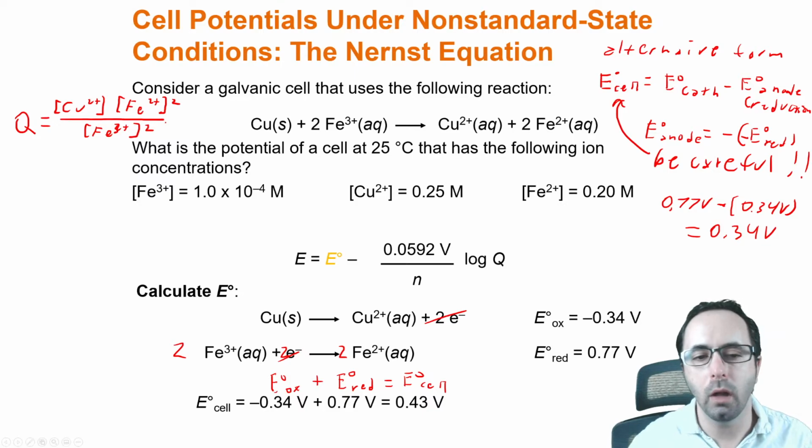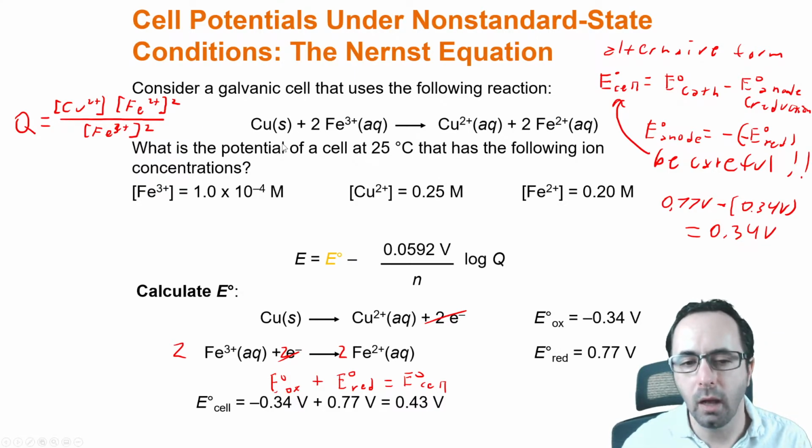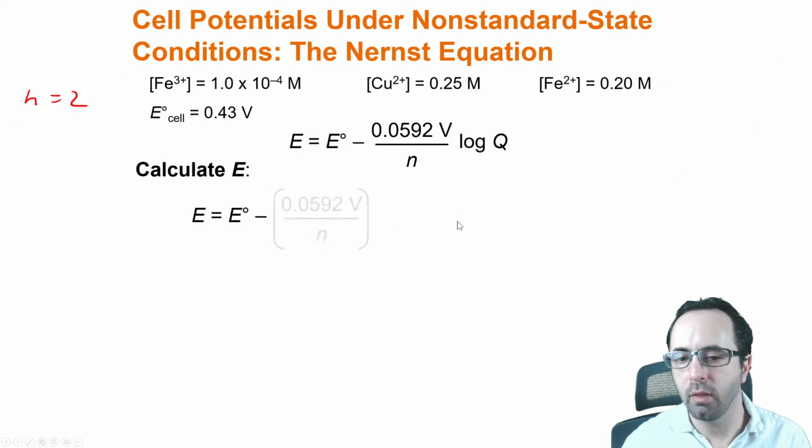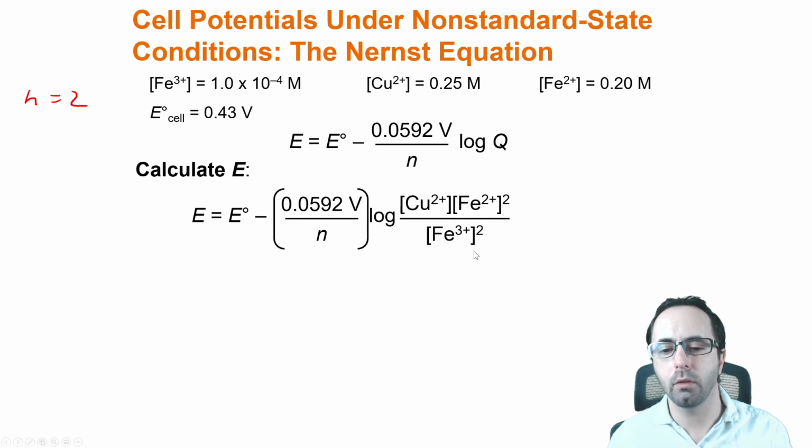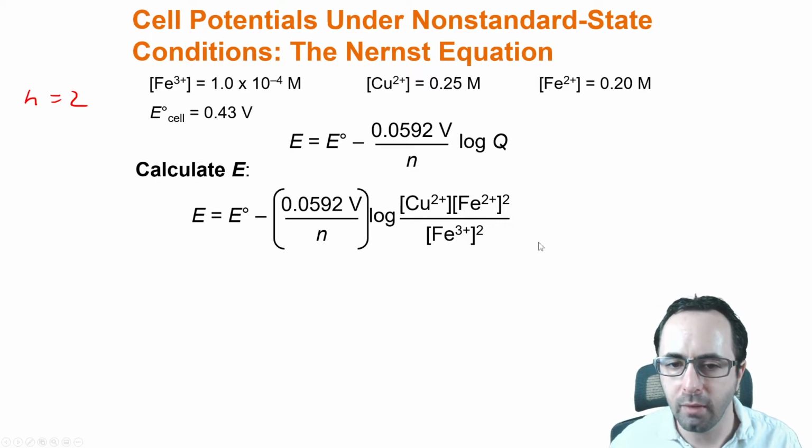And we're not including the copper because it's a solid, it's not aqueous. So this is going to be our Q. And so this is the Q right here. Copper concentration times iron 2+ concentration squared over iron 3+ concentration squared. Now we just have to plug all these values in.